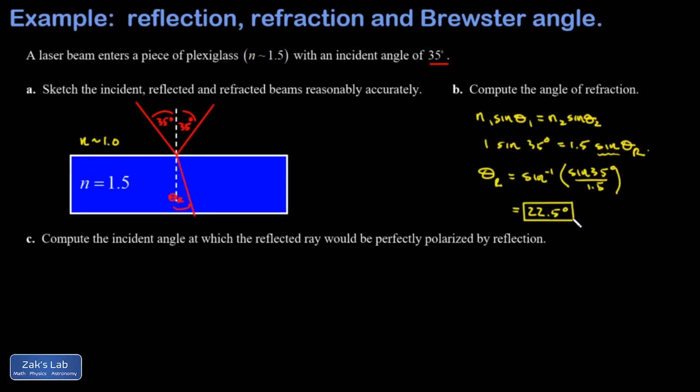Again, just qualitatively checking our work, you should verify the refracted angle is going to be a smaller angle than the incident angle because this was a fast to slow transition.